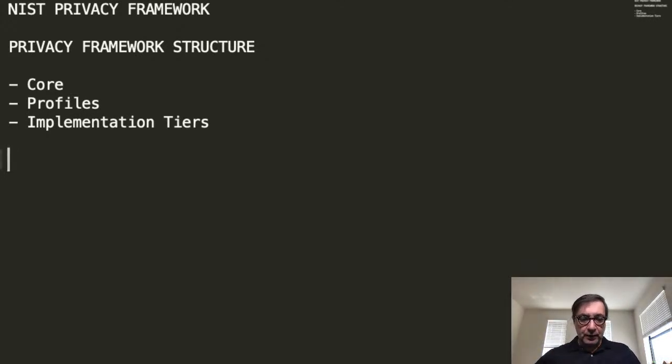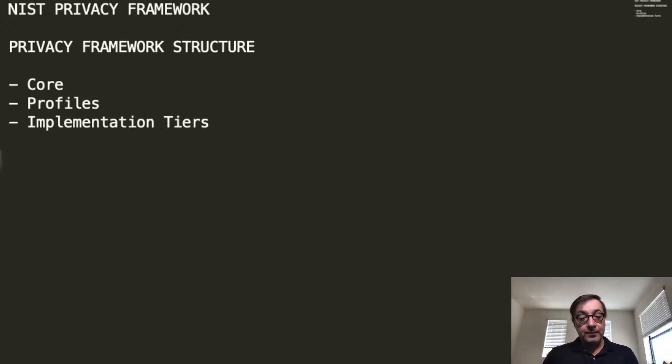All right. So let's talk about this structure and the way you can use it. There are three elements that make up the framework. NIST decided to align the privacy framework with the NIST cybersecurity framework. So if you are familiar with the NIST cybersecurity framework, you've noticed that they follow exactly the same model of having the core, the profiles, and implementation tiers, and they essentially just adapt them to the privacy space.